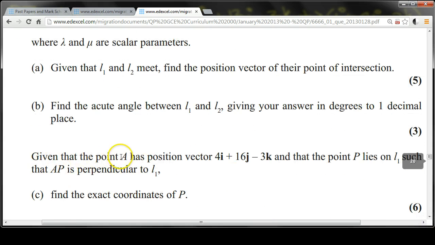Given that the point A has position vector this, and that the point P lies on L1 such that AP is perpendicular to L1, find the exact coordinates of P.